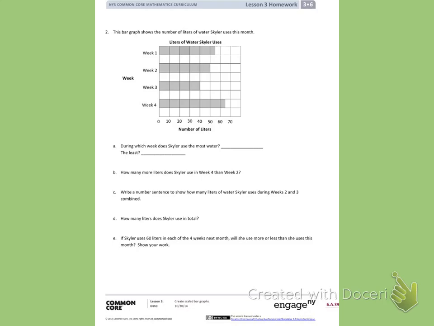In order to determine this answer, you need to look at weeks 1, 2, 3, and 4 and figure out which one goes the furthest over to the right. Because as you can see, the further over to the right you go, the more number of liters of water that are used. I can see that week 4 goes the furthest over to the right, and so that means that week 4 is the week that Skylar uses the most water. So I'll write that here.